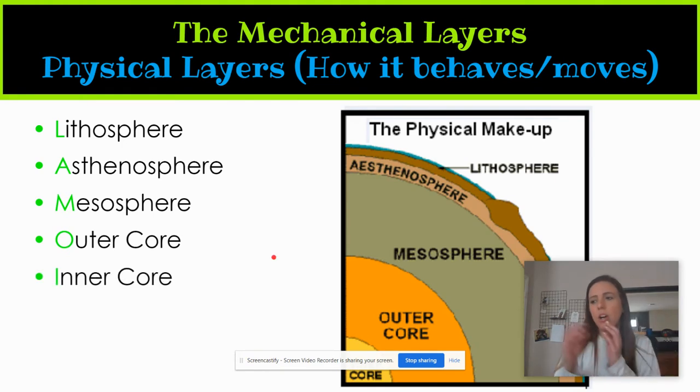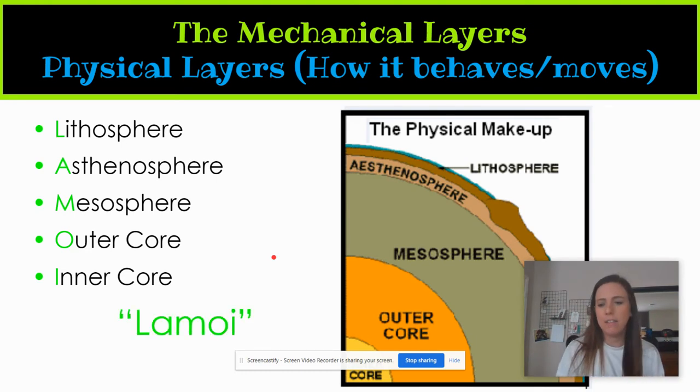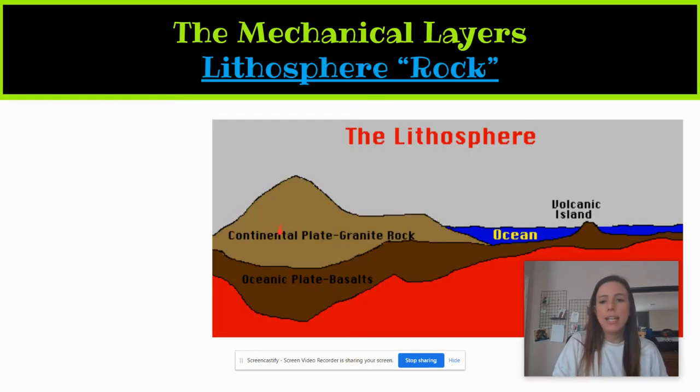And we use an acronym or something for you to write off to the side if you want to try to remember them. And again, we look at the physical makeup, so those physical properties, to help us identify each one of these and how they're broken up. So let's start with the first one. The first one is the lithosphere.